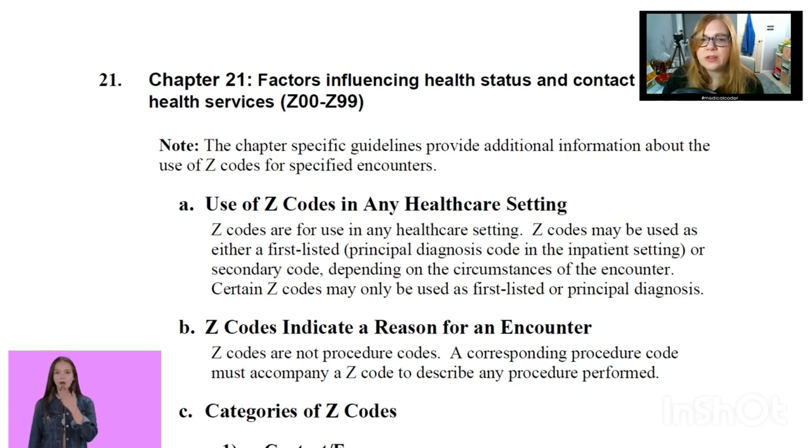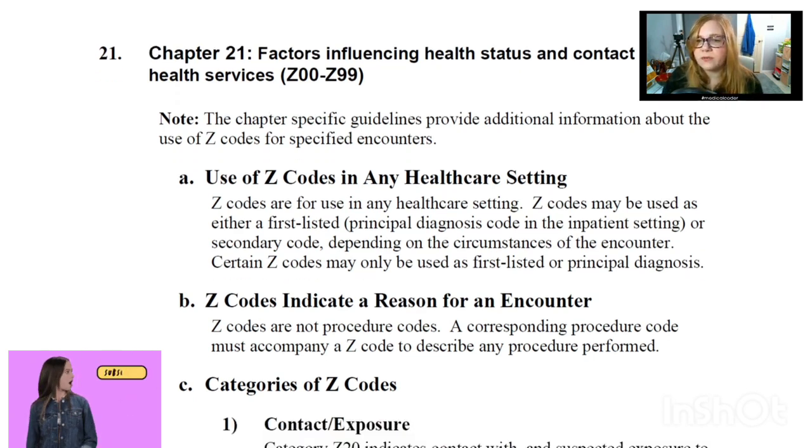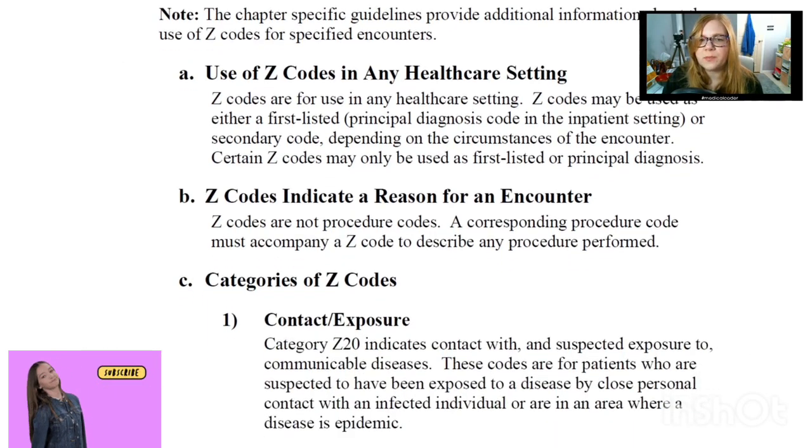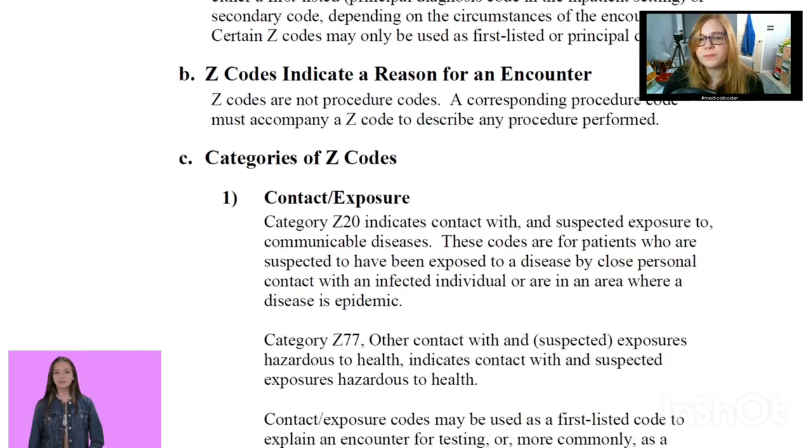Z codes may be used as either a first listed principal diagnosis in the inpatient setting or as a secondary code depending on the circumstances of the encounter. Certain Z codes may only be used as a first listed or principal diagnosis. Z codes indicate a reason for the encounter. So Z codes aren't procedure codes. A corresponding procedure code must accompany a Z code to describe any procedure performed.